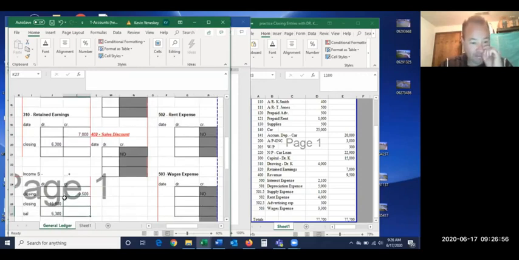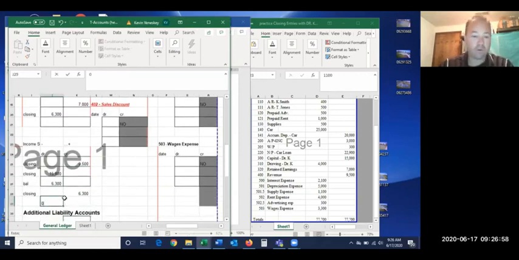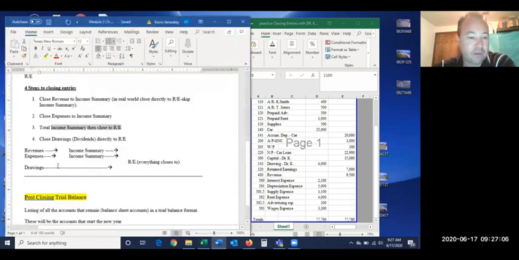So what that does now for our income summary, we are now at zeros. We have no balance. We are ready for our last item to close out, and that's simply to close out our drawing or our dividends. And those get closed out directly to retained earnings.